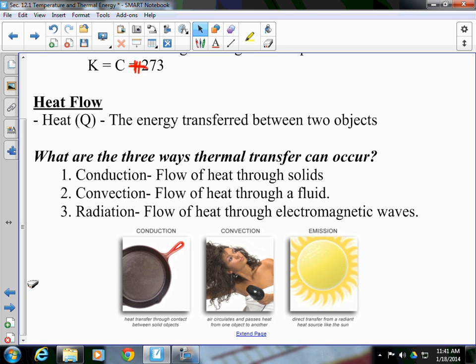Then we have radiation, which is the flow of heat through electromagnetic waves. The sun gives off heat. We can tell that on a cold winter's day: standing in the shade versus the sun, you can tell the temperature difference. That is radiation. In fact, weather has to do with all three of these. So those are the three ways in which heat can transfer: conduction, convection, and radiation.